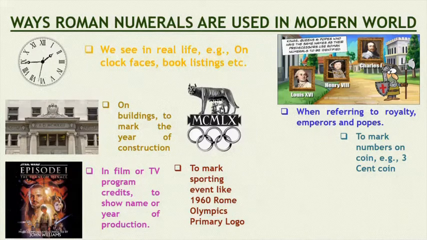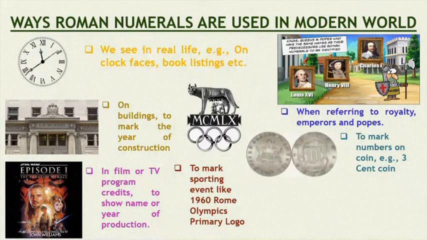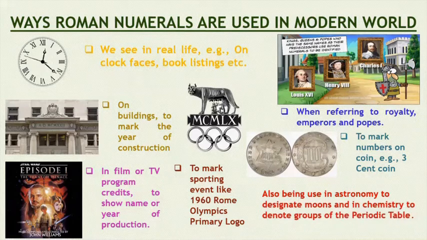Number 6. To mark numbers on coins. Example, 3-cent coin. Number 7 and last. We also see them being used in astronomy to designate moons and in chemistry to denote the groups of the periodic table.